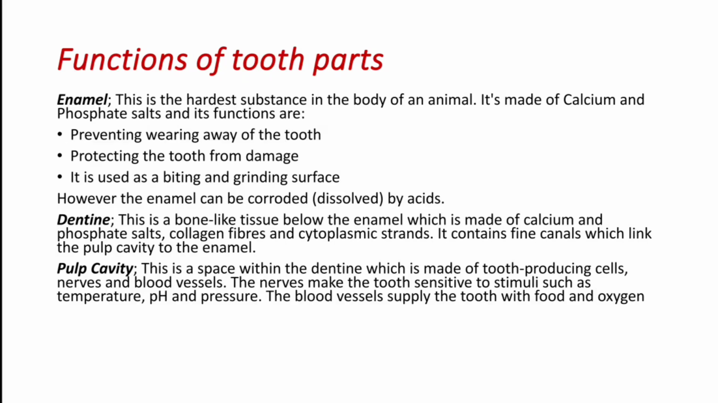Are you following? Yeah. And then when you look at blood vessels, they simply supply the tooth with food and oxygen. A tooth needs food as well. It needs oxygen, and it is supplied with those things by the blood vessels which are contained in the pulp cavity. So we're going to look at nerves when we look at the nervous system, and at blood vessels when we look at transport in animals. But for now, know that these two, nerves and blood vessels, are contained in the pulp cavity. The nerves make the tooth sensitive to stimuli, and the blood vessels supply the tooth with food and oxygen.